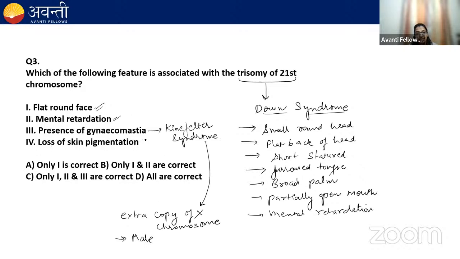Loss of skin pigmentation, no. So only the first and second statements are related to Down syndrome. So the correct option is B, which is only 1 and 2 are correct. I hope it is clear to everyone.